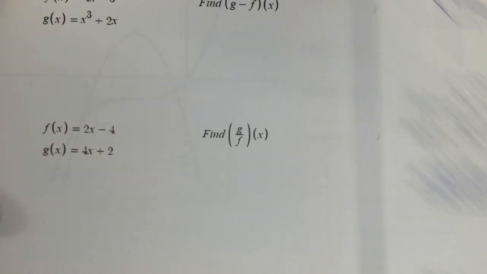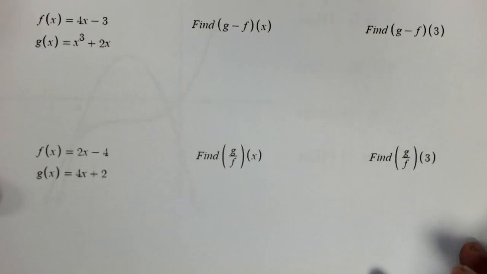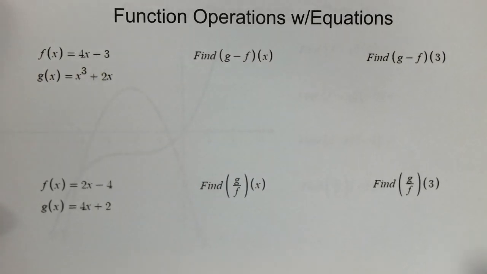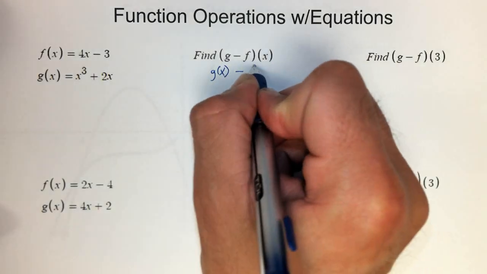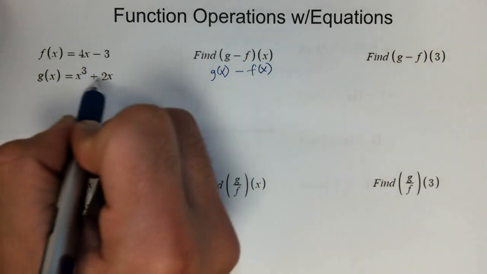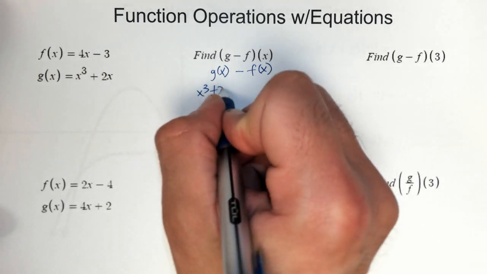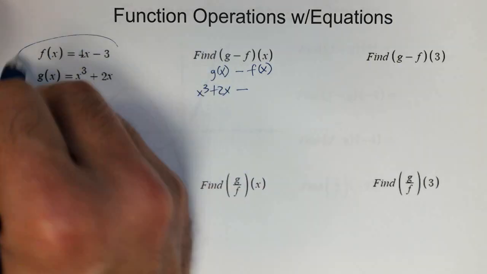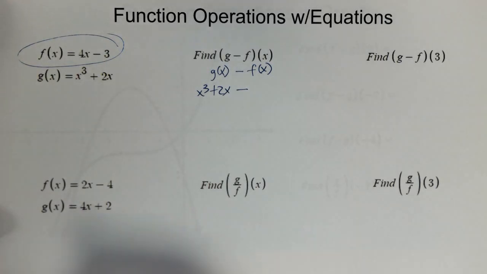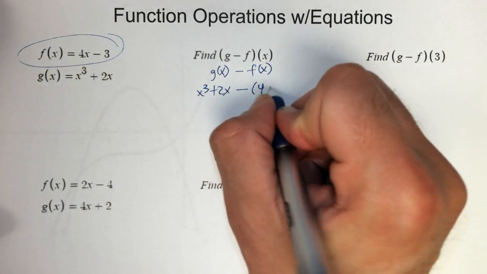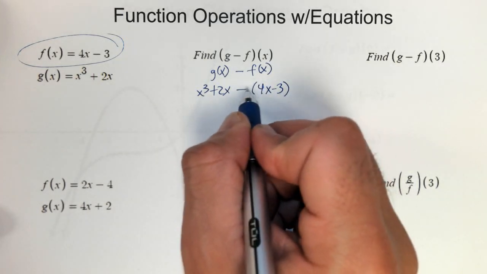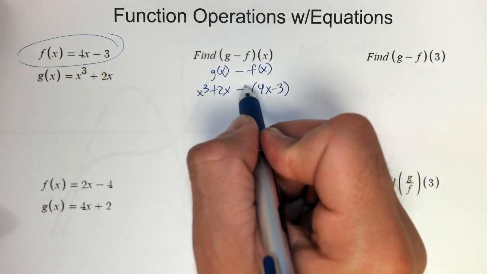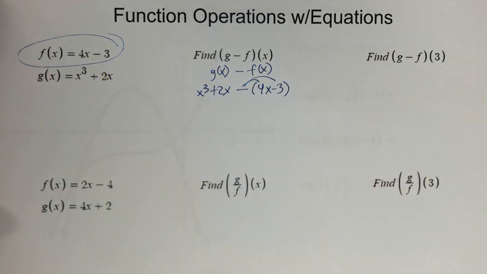All right, let's talk about subtraction. Very similar here. For subtraction, I'm going to do g minus f. So I'm going to take the g function and subtract the f function. So g is just x cubed plus 2x. And I need to subtract all of that, so I'm going to put it in parentheses. Because that minus is going to affect this part and this part. So I'm going to distribute when I subtract.